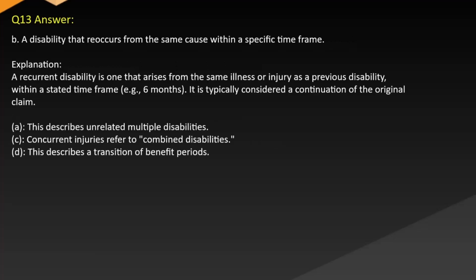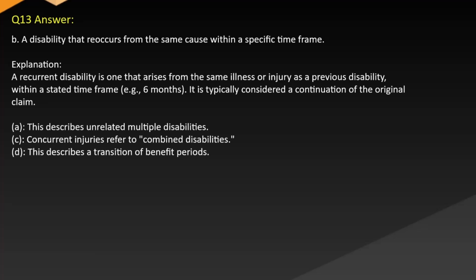Answer. B. A disability that recurs from the same cause within a specific time frame. Explanation. A recurrent disability is one that arises from the same illness or injury as a previous disability within a stated time frame, e.g. 6 months. It is typically considered a continuation of the original claim.